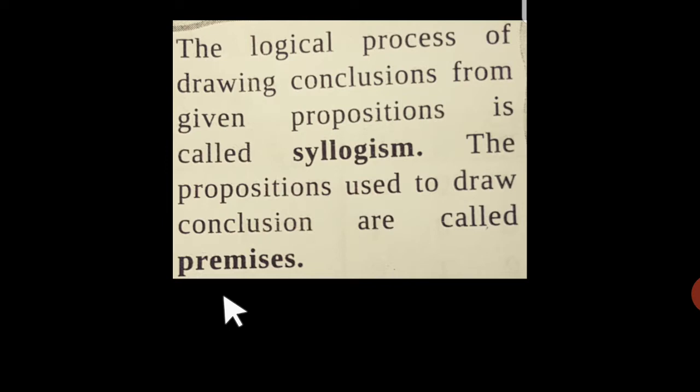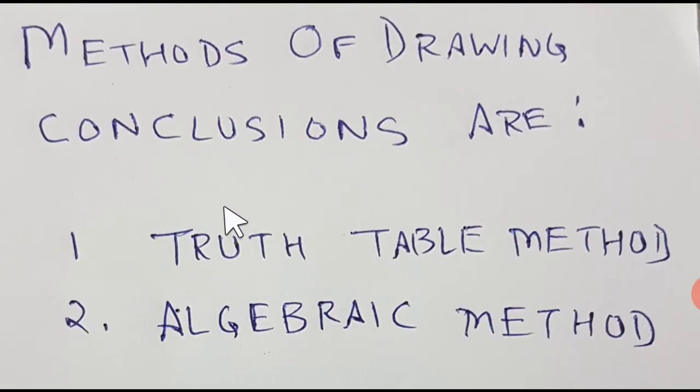Now after that, students, methods of drawing conclusions. So two methods of drawing conclusions are there. One is truth table method and the second is algebraic method. In this video I am going to discuss the truth table method and you will understand it better with the help of some examples. First we will see what is the way or the method of doing it.